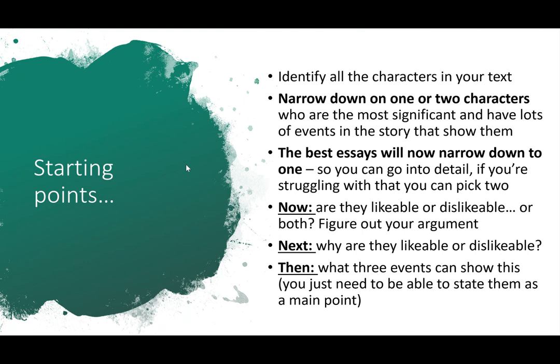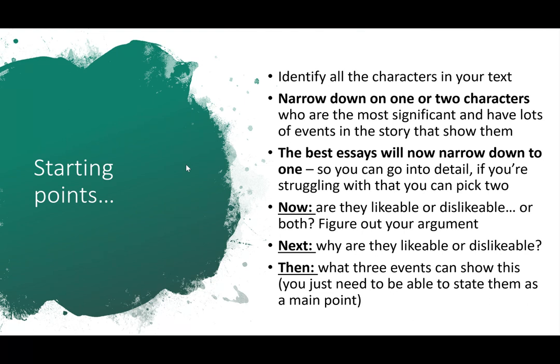And now what you need to do when you've got that is try and think of just some events that show that. You don't need to know the evidence, you don't need to know it really well, but think about the text. All right, you've decided that character is likable because they're brave. What are 3 events that could show that bravery? You've decided that they're dislikable because they're racist. What are 3 events that help to show that?